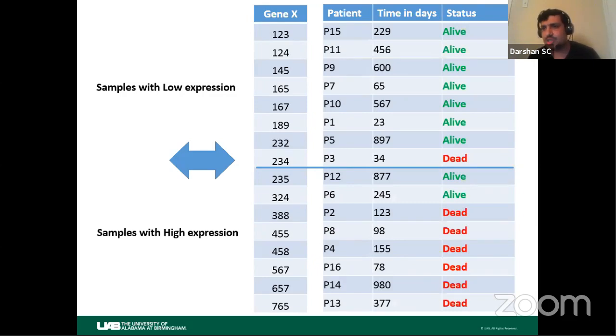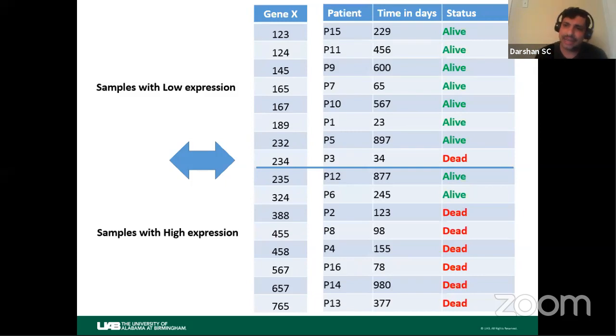This is actually a dummy example. So you can clearly see here that patients who show high expression of gene X are more often dead than not, whereas patients who have low expression of gene X are more often alive. So basically, high expression of gene X is dangerous to the survival of the patients. And that is what you want to understand from the survival plot.